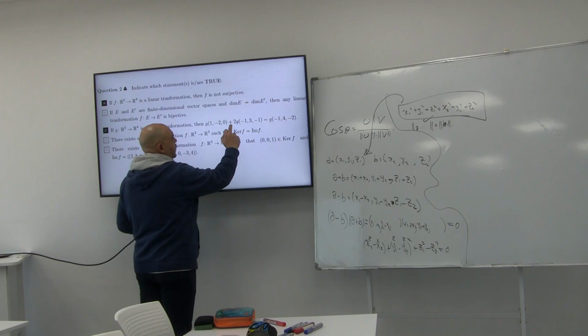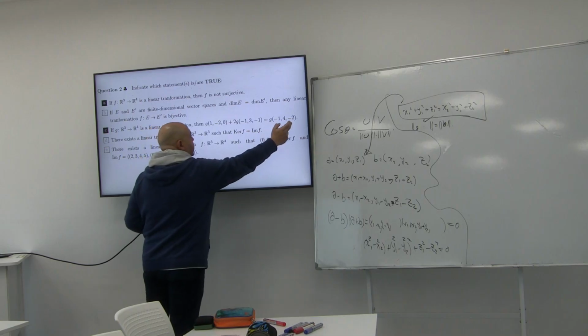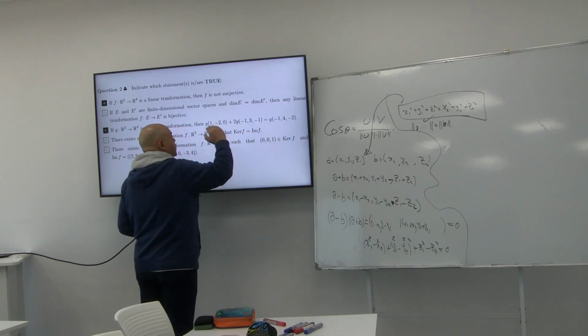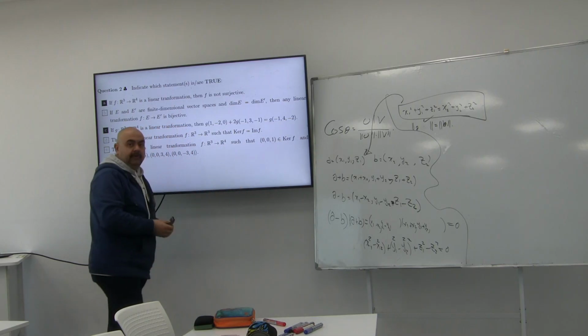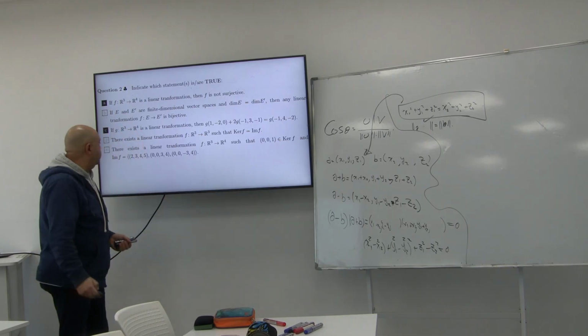Negative 2, then plus 2 times 3, which is 6. The result is going to be 4. 0 plus negative 2, so it's going to be negative 2, which means that this satisfies the condition for the two sides to be equal to each other.